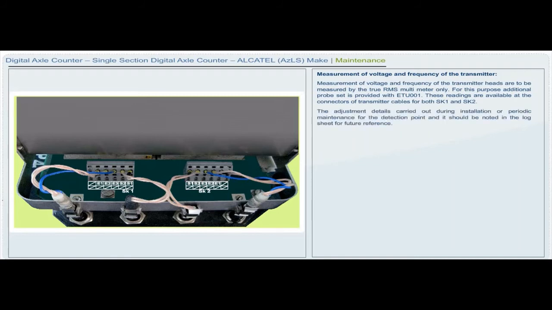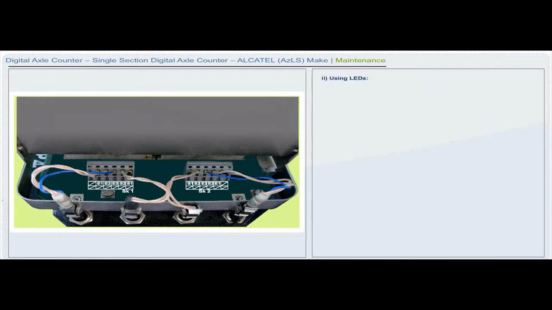The adjustment details carried out during installation or periodic maintenance for the detection point should be noted in the log sheet for future reference. Using LEDs. It has been explained in the troubleshooting part.